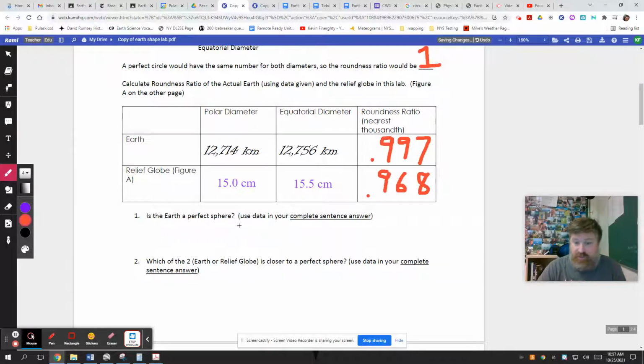So is the Earth a perfect sphere? No. I mean, use data. Tell me. The polar diameter and the equatorial diameter are different. Therefore, it's not a perfect sphere. It's got to be off by a bit. Which of the two, the Earth or the relief globe, is closer to a perfect sphere? Which one's closer to one? One is perfect. Which one of those two numbers is closer to one?